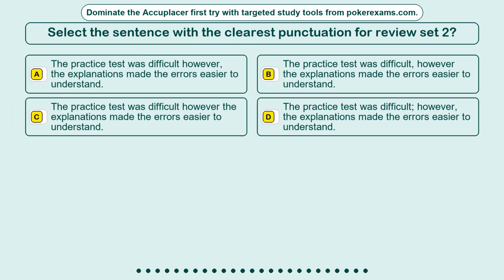Question 19. Select the sentence with the clearest punctuation for review set 2. Option A. The practice test was difficult, however, the explanations made the errors easier to understand. Option B. The practice test was difficult, however, the explanations made the errors easier to understand. Option C. The practice test was difficult, however, the explanations made the errors easier to understand. Option D. The practice test was difficult, however, the explanations made the errors easier to understand.